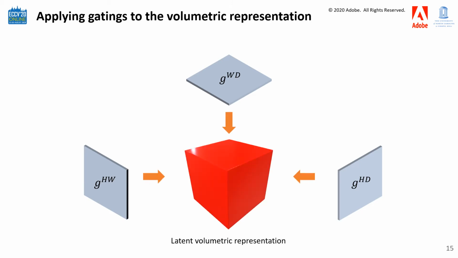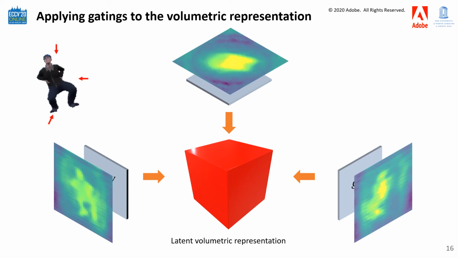Decomposed 2D gating values are applied to the latent volumetric representation to differentiate the foreground voxel points from the background voxel points. Also, this gives more attention to the meaningful voxel points. This is different from the traditional 3D convolution, which treats every voxel point equally. Our gated volume completion therefore produces a better volumetric representation.